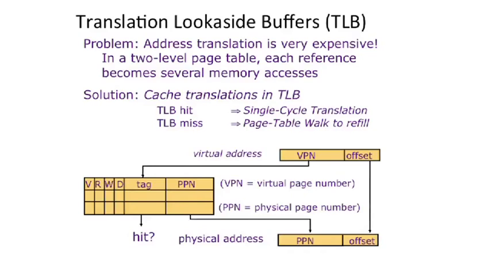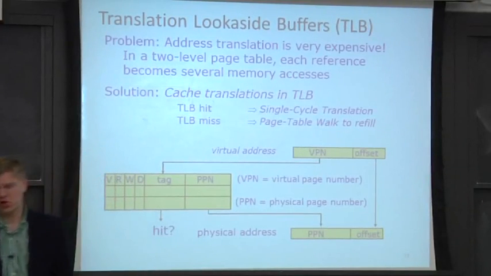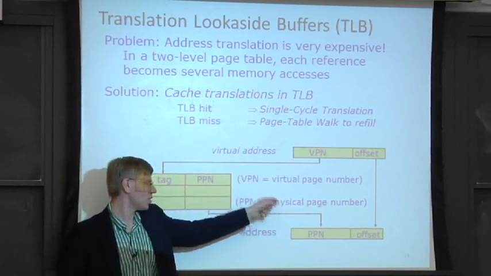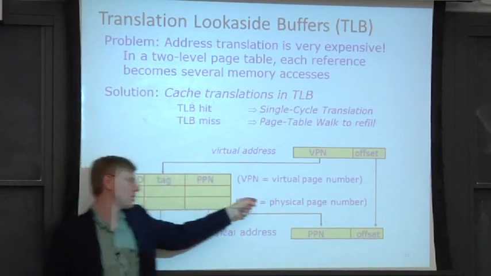So we came up with a nice little structure to be able to solve this problem. And this nice little structure here is a translation look-aside buffer, or a TLB. What this is, is a cache of page table translations. So you shove into it a virtual page number, and out comes a physical page number.